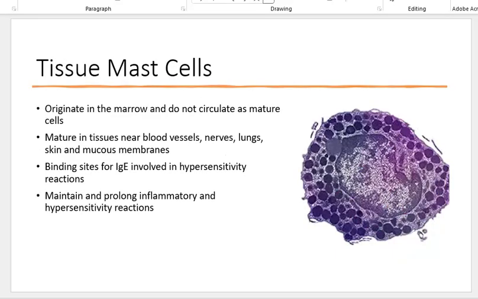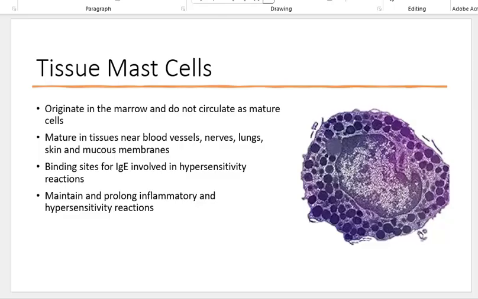Your tissue mast cells is what we're going to talk about next. They originate in the marrow and do not circulate as mature cells. Mast cells are granulocytes like basophils, but reside permanently in tissue rather than circulating in the blood. They're found in skin, respiratory tract, gastrointestinal tract, and around blood vessels. They appear to be large cells with granules that stain dark purple or blue, similar to basophils.